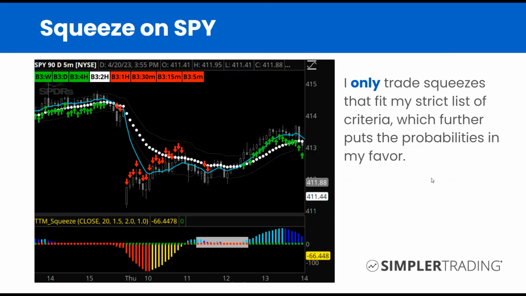Now to take it a step further, you want to combine the squeeze with, I think, additional criteria. So I only trade squeezes that fit my list of criteria. Whether it be for a long or whether it be for a short, momentum, structure, things have to line up in my favor for me to confidently call for direction out of that squeeze.